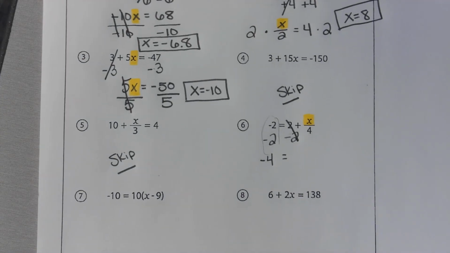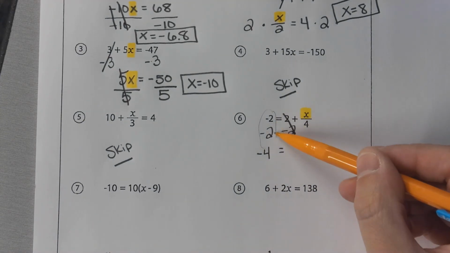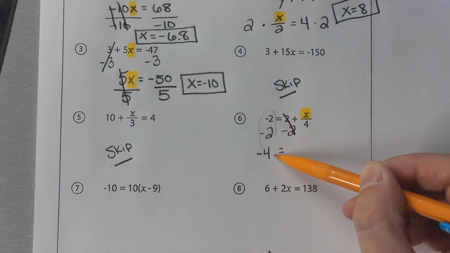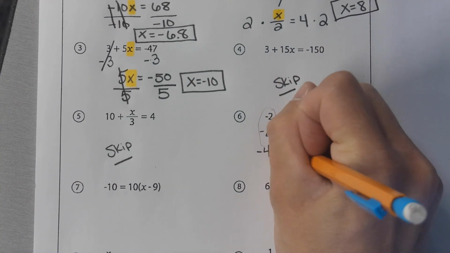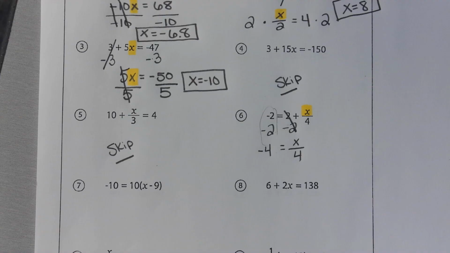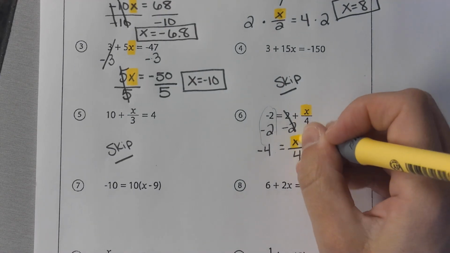Again, think about it in terms of money. If somebody borrows $2, they borrow $2 more. Now you're in the hole $4. And then this side still has my x over 4, and I'm still trying to get my x alone.